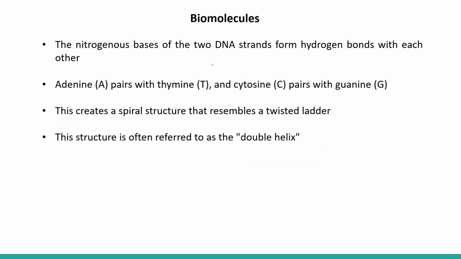The nitrogenous bases of the 2 DNA strands form hydrogen bonds with each other. Adenine pairs with thymine and cytosine pairs with guanine. This creates a spiral structure that resembles a twisted ladder. This structure is often referred to as the double helical structure. You will always find it written as the double helical structure of DNA. So 2 helices are there. That is why it is called the double helical structure.